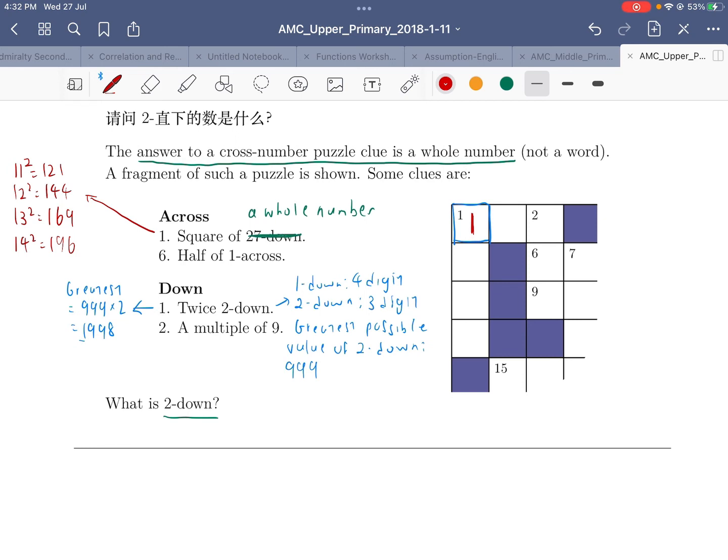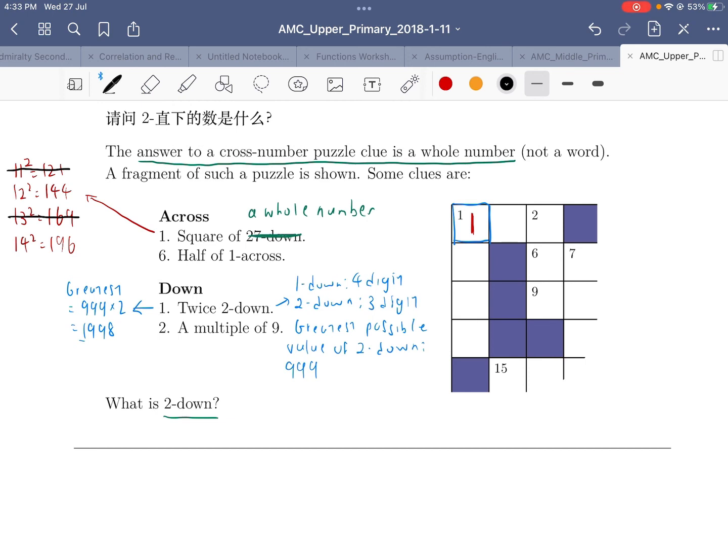6 across itself is just half of 1 across. What does that mean? Because the answer to a cross number puzzle clue is a whole number, we can't accept any decimals. So we can immediately strike out 2 numbers that do not match this criteria: 11 square and 13 square. Because both of them are odd numbers, when we divide them by 2, we will not get whole numbers back. Now we are left with just 12 squared and 14 squared.